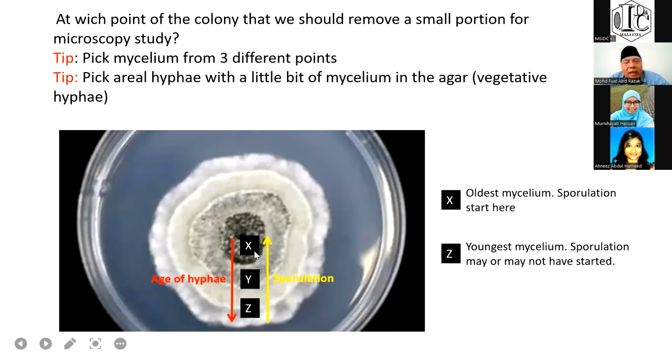Many labs, if they do tease mount or tape mount, they just simply pick anywhere in the colony. But actually, if you use tape mount, it's better to have the tape from this X to Z, a little bit longer tape. So if the colony is not too big, otherwise you need 3 tapes, one here, and one there. This is a very important tip if you want to make sure whether the fungus has sporulated or not.